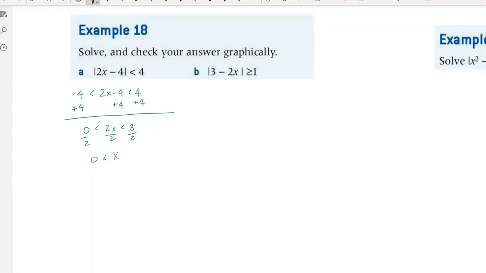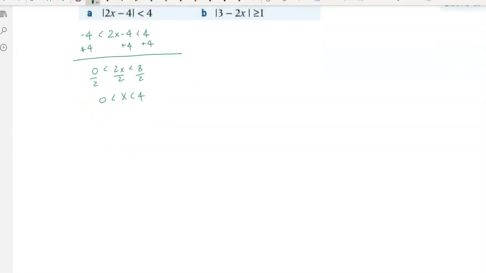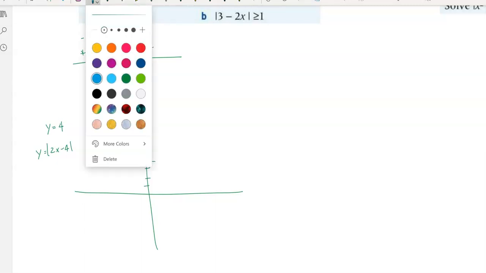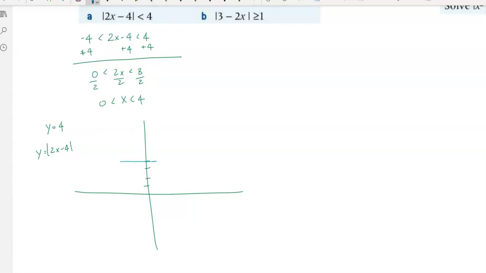X is greater than 0. X is less than 4. Okay, now we have to check. Let's go ahead and graph this. Now, this is made up of 2 equations. Y equals 4 and y equals the absolute value of 2x minus 4. So here is 1, 2, 3, 4. There is going to be my horizontal line right here.